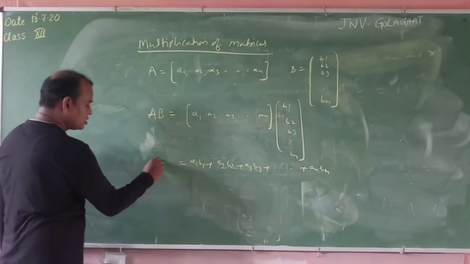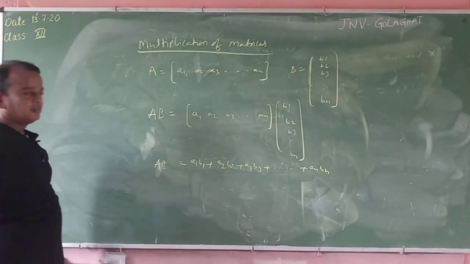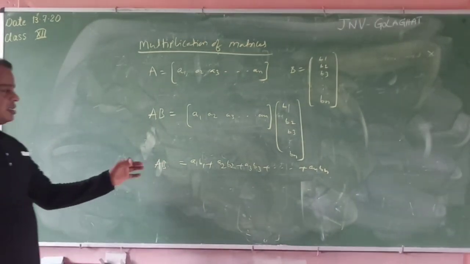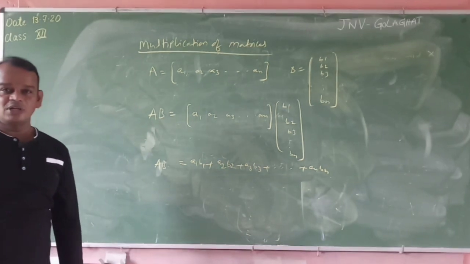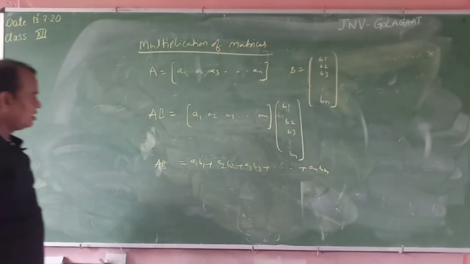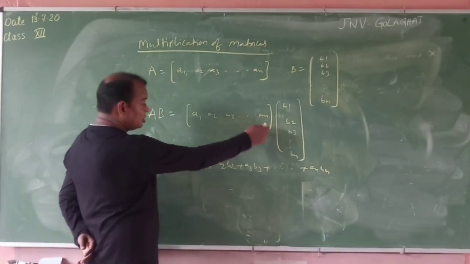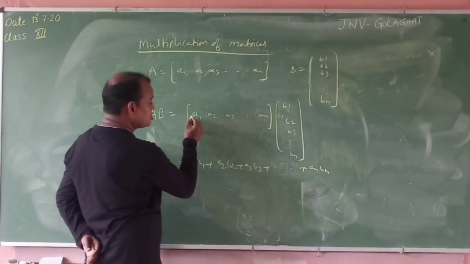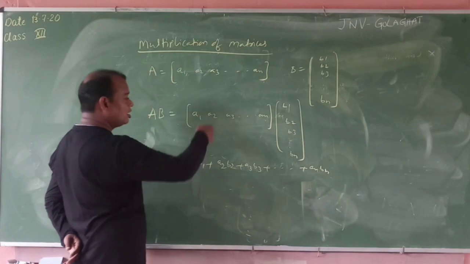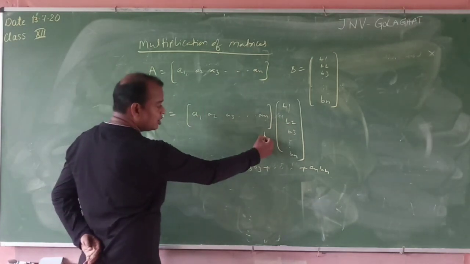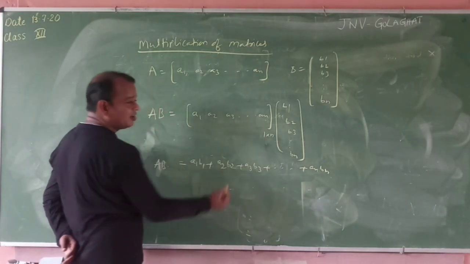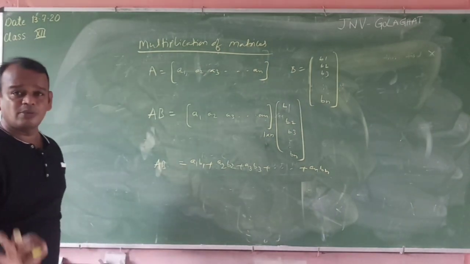This is called the product. Whenever the product is possible, listen carefully. First we write the first matrix A. What is the order of the matrix A? It has only one row. How many columns are there? n columns. So it is 1 by n. The order of a matrix is always written as rows by columns.